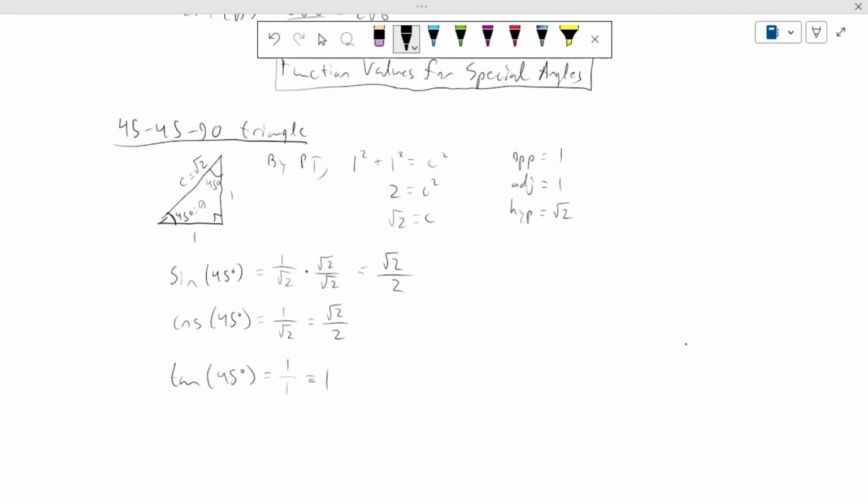Now let's do cosecant, secant, and cotangent. Feel free to work ahead of me if I'm going a little bit slow. I'm sure some of you are very good at this. Cosecant of 45 degrees is the reciprocal of sine. So I'm going to use the nice form over here and take the reciprocal of that. So we're going to get square root of 2.